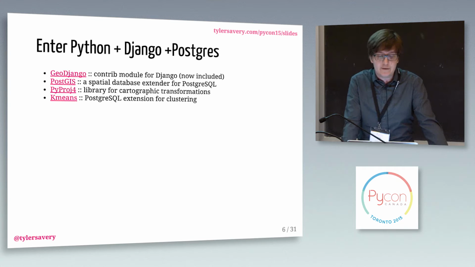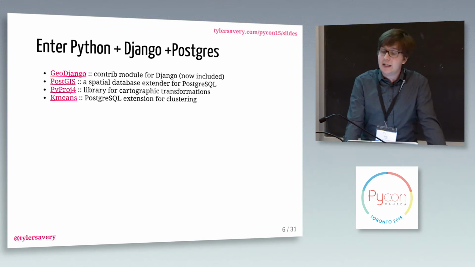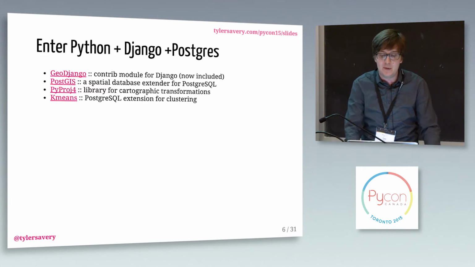PostGIS, it's an extension for Postgres, specifically for geospatial information. PyProj4 is a really nice piece of software, obviously Python-based due to the name. And it's meant for cartographic transformation. So things like measuring distance, seeing what overlays with things and whatnot. And another thing that's going to come up later in this is what's called k-means, and it's actually a Postgres extension meant for clustering data. I won't get into that too much now because we'll see a demo of it and it'll make more sense.